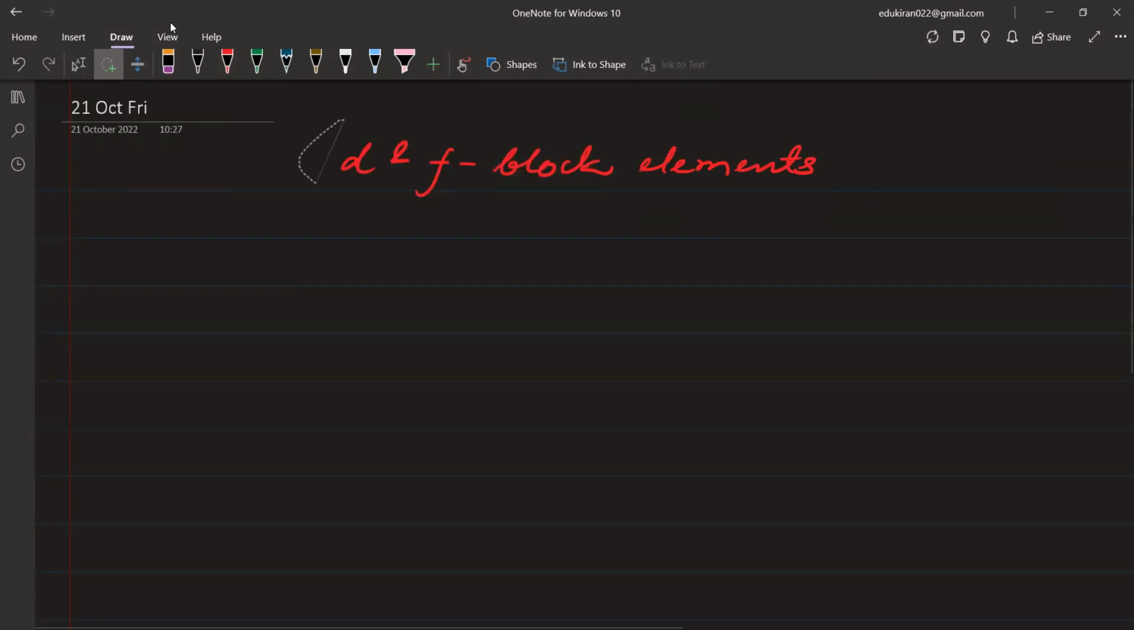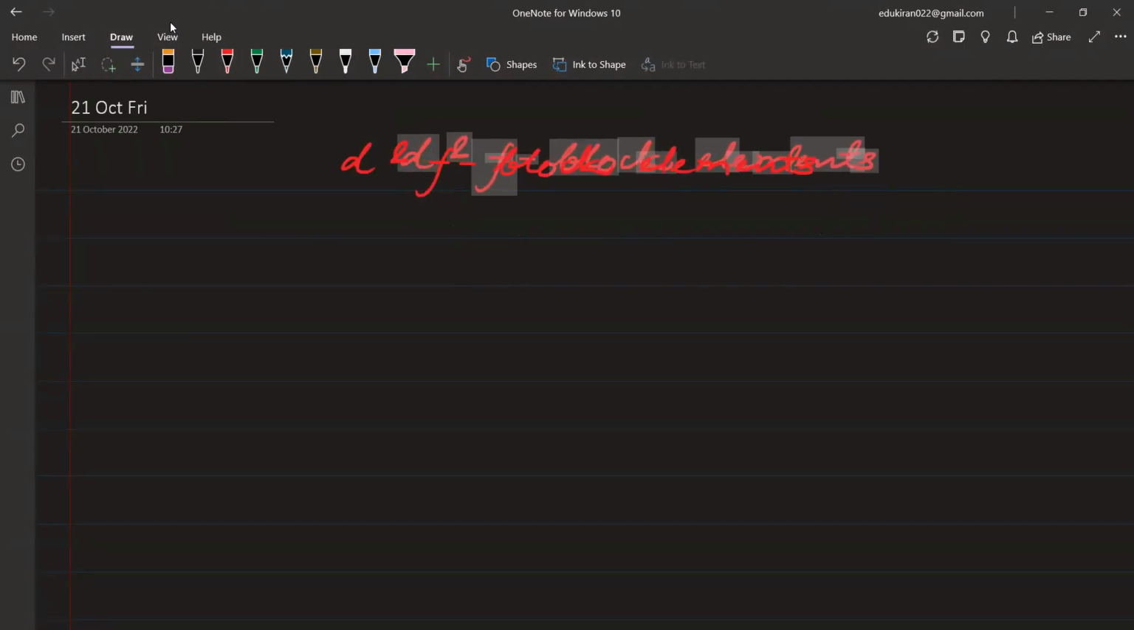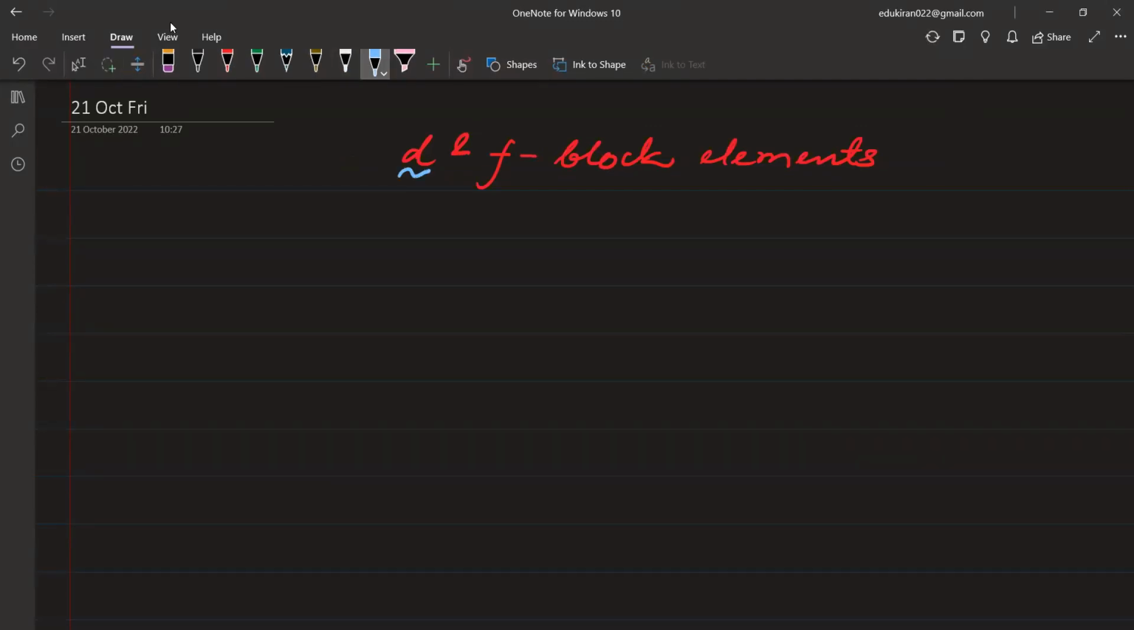Okay. Just one thing. In this class, we'll be majorly doing the properties of D block elements, not F block elements. So we can write the chapter's name as D and F block elements, but we'll be majorly doing the D block elements.